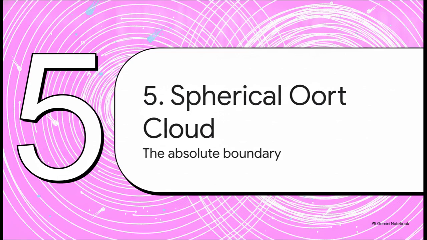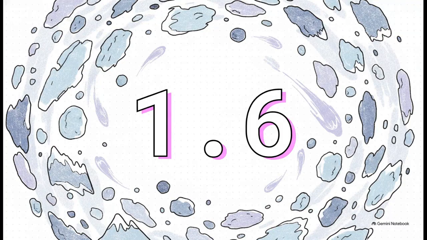The absolute outer boundary. 1.6 light years. I just want you to let that staggering number sink in for a second. This incredibly vast distance represents the outer edge of the Oort cloud. Unlike the flat disk of the planets we're so used to seeing, the Oort cloud is a giant, extremely thick spherical shell of icy space debris.